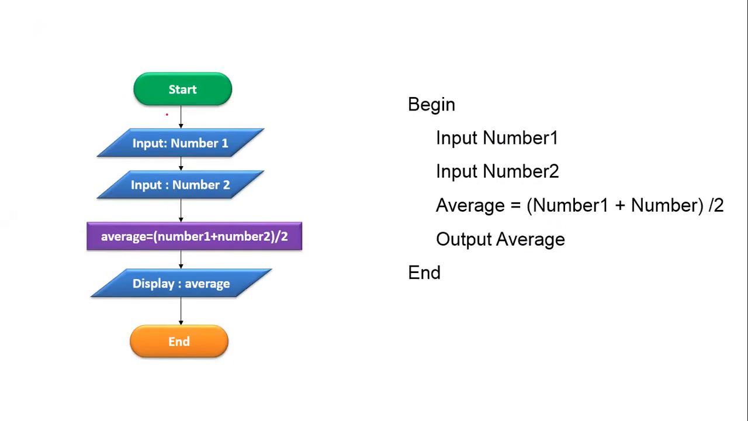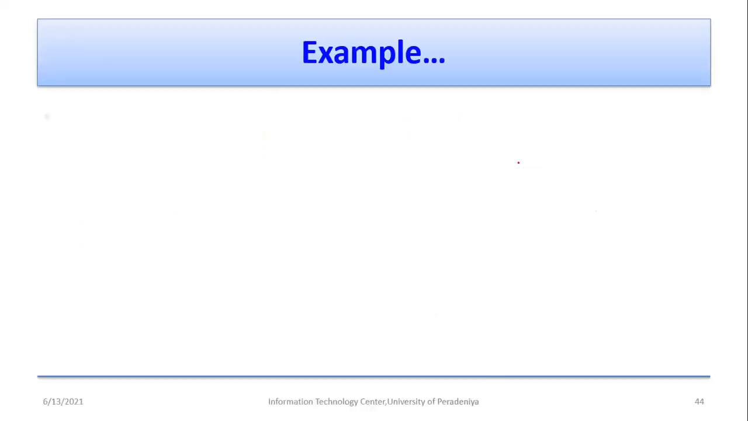In this point, if you want, you can mention that we prepare 3 spaces to store number 1, number 2, and average. Here also you can mention that if you want. That is the full algorithm. So this is the basic structure of the algorithm. This is the flowchart, and this is the pseudocode.